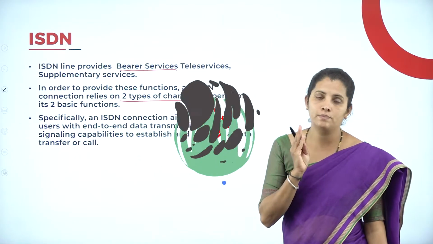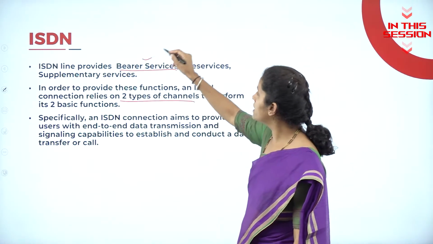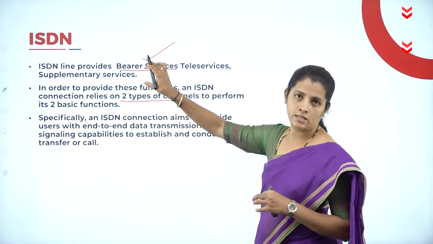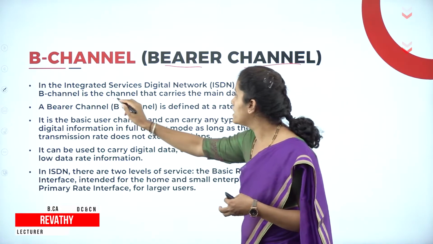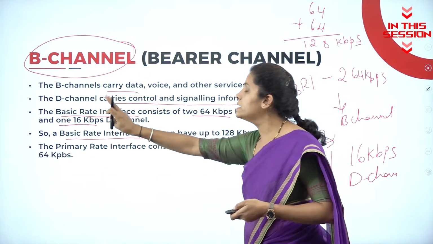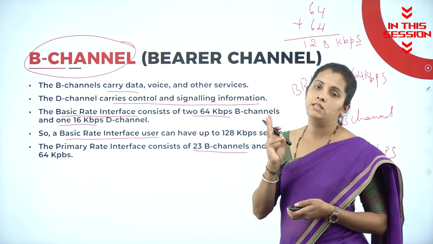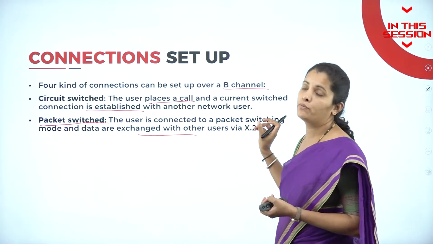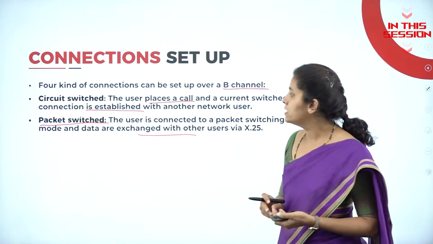Three different types of services to the user. In that first one, bearer service, teleservice and supplementary service. The bearer channel is a channel that carries main data. The basic rate interface consists of 264 kilobits per second. The X.25 is a standard for packet switching networks.